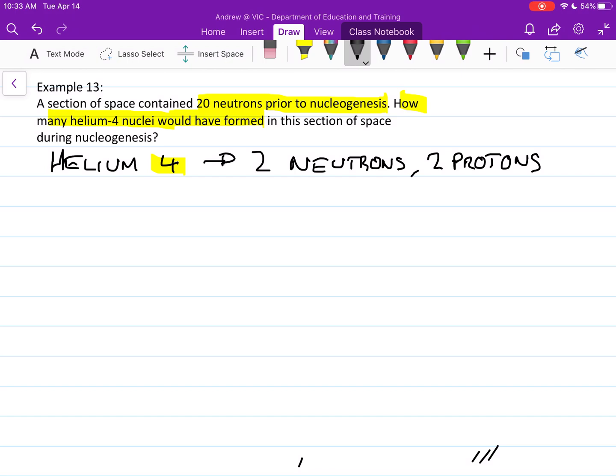Okay? So there were 7 protons for every neutron when this was happening. Okay? So in our question it says there were 20 neutrons. Okay? So there were 7 protons for every neutron.